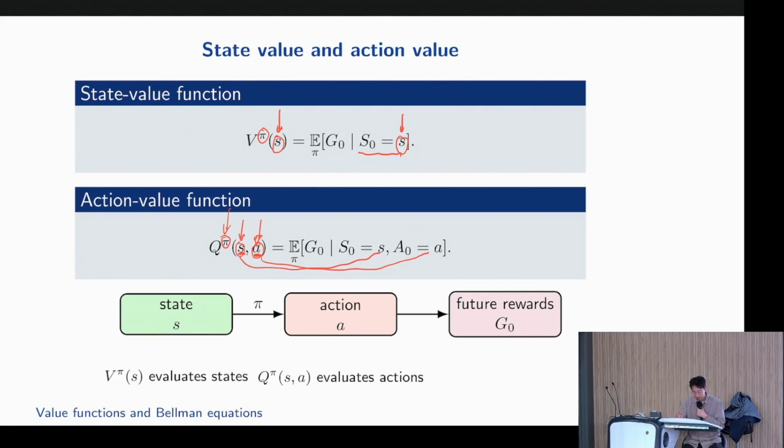Okay. So you're in some state S. You follow the policy to sample action A, and what is the expected future rewards? That's the definition of state value function. So in other words, V pi of S evaluates states, and Q function evaluates state and actions. So this specific combination.